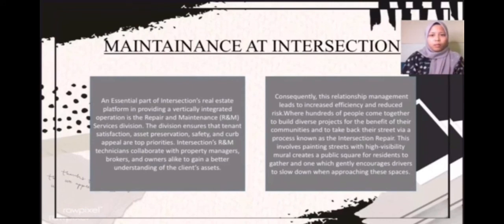Where hundreds of people come together to build diverse projects for the benefit of their communities and to take back their street via a process known as intersection repair. This involves painting streets and high visibility murals to create a public square for residents to gather, and one which gently encourages drivers to slow down when approaching this space.